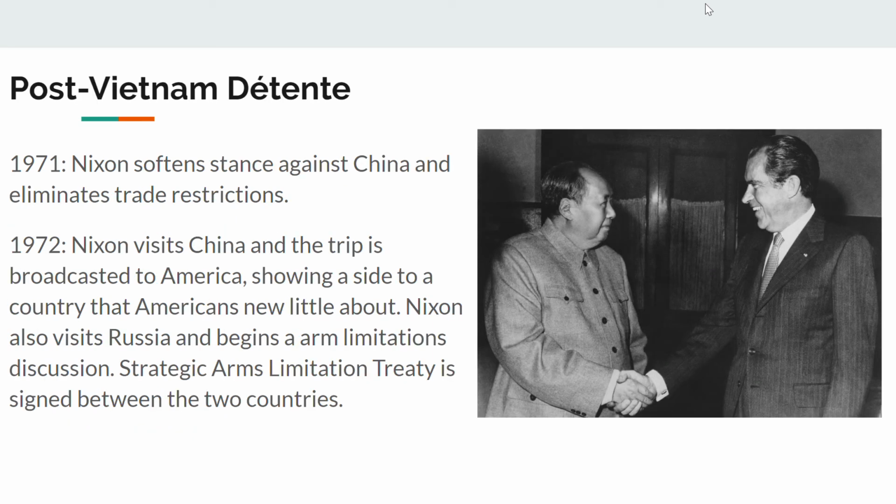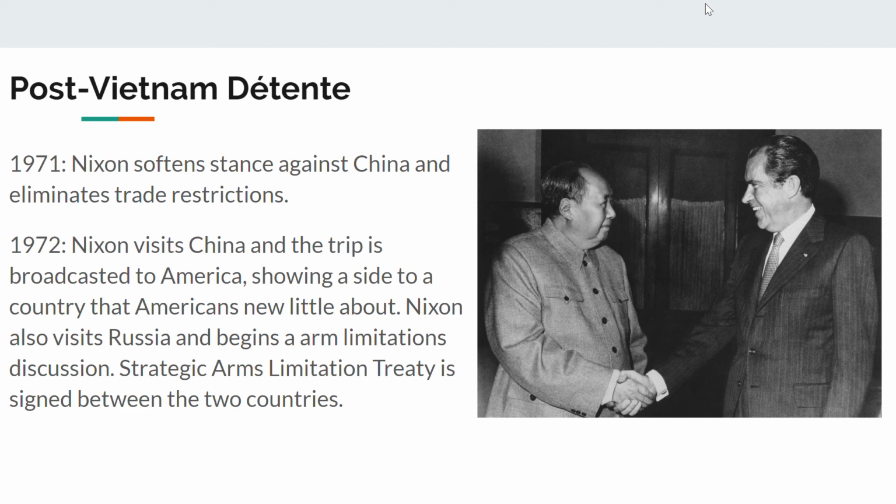In 1971, Nixon softens his stance on China, and he eliminates trade restrictions. And in 1972, Nixon actually visits China, and the trip is broadcast to America, and it shows a side of China that Americans knew very little about. And even though there's this big thought of communism being totalitarian and autocratic and completely against democracy, the broadcast shows how China wasn't at all what Americans thought it was.